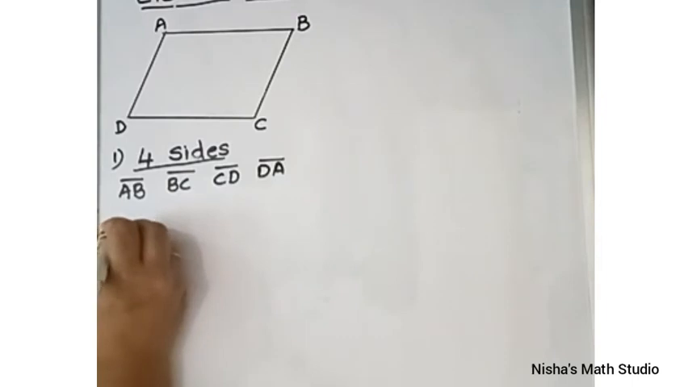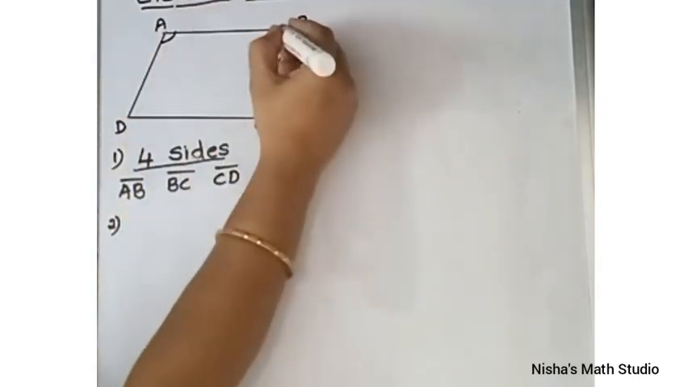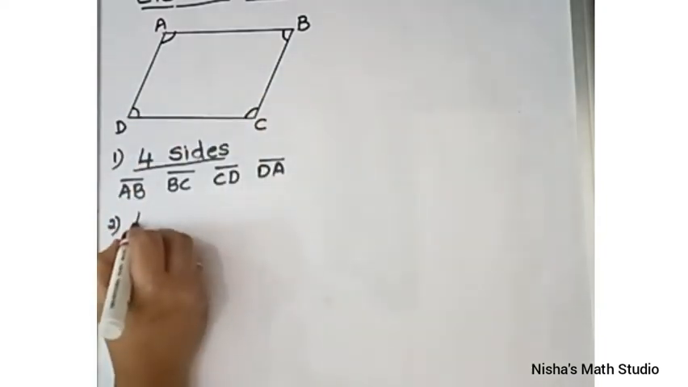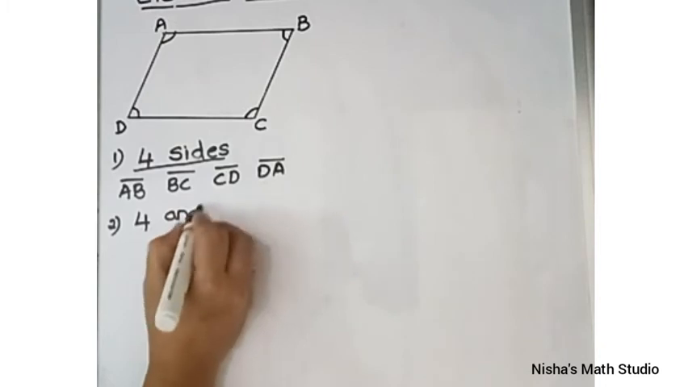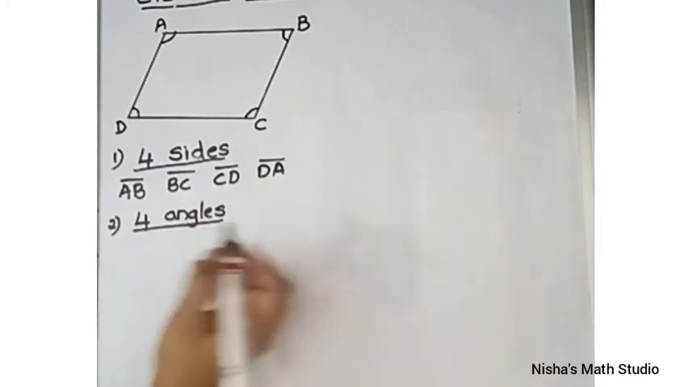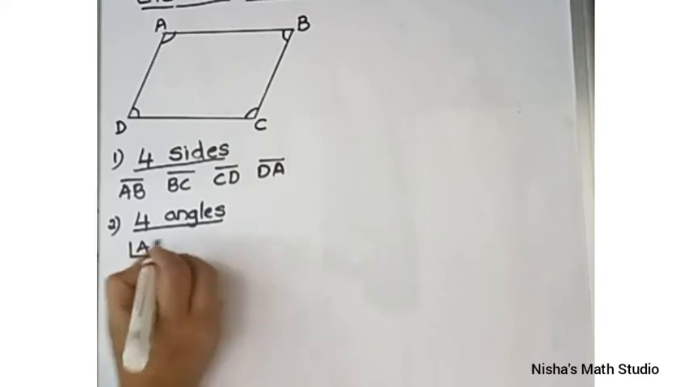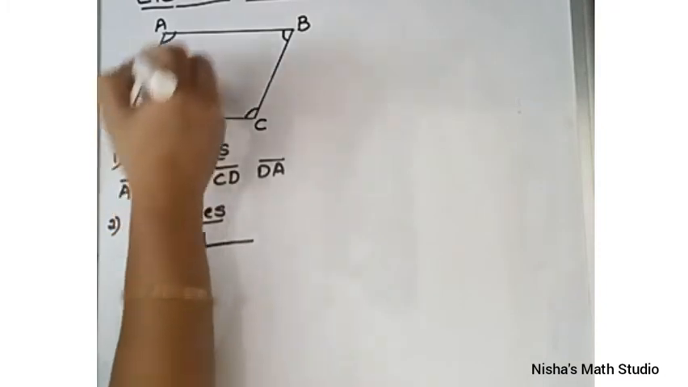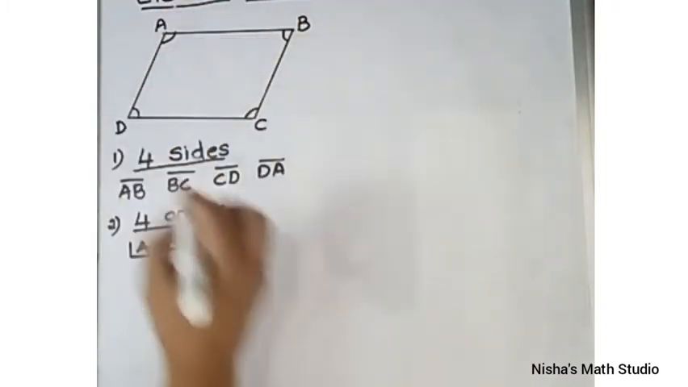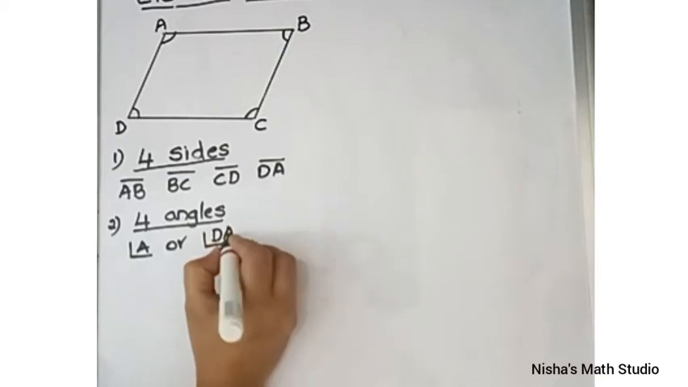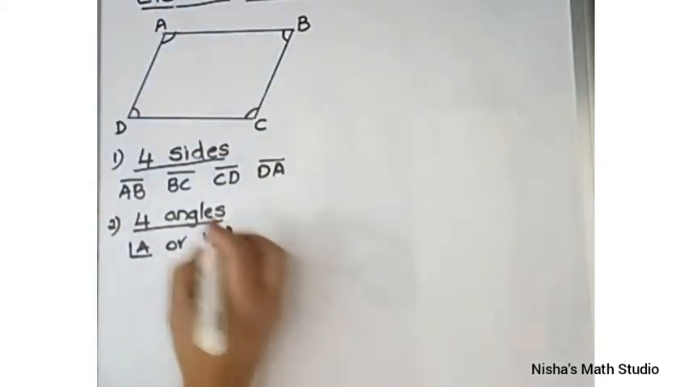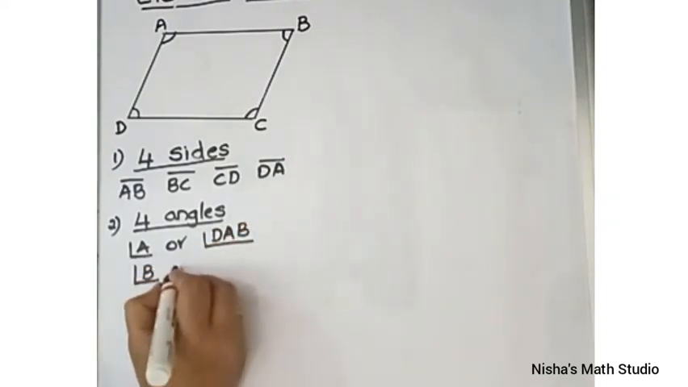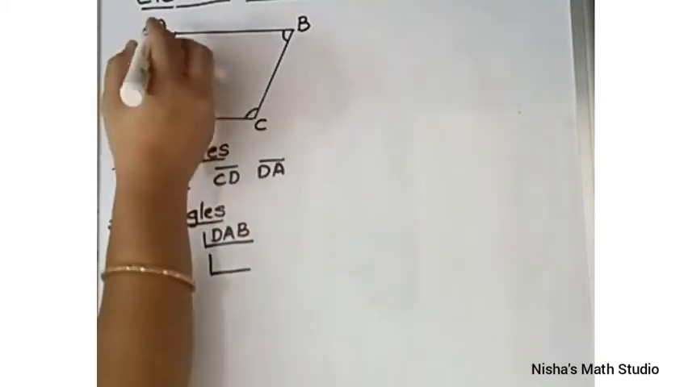Now, second one, we talk about the four angles. A parallelogram has four angles. It is angle A, or we name it as angle DAB or BAD. That is the angle which you are referring, that vertex should come in the middle. So DAB. Similarly, angle B, or we can call it as angle ABC.